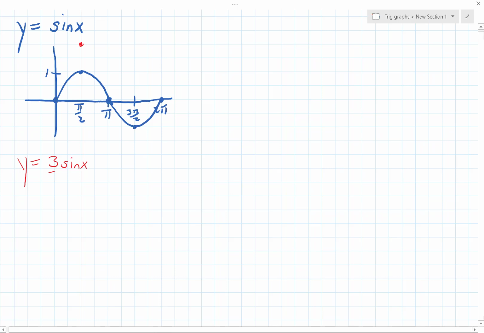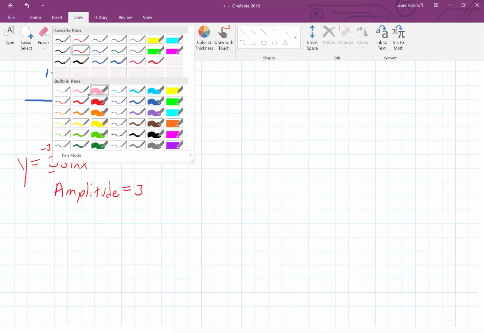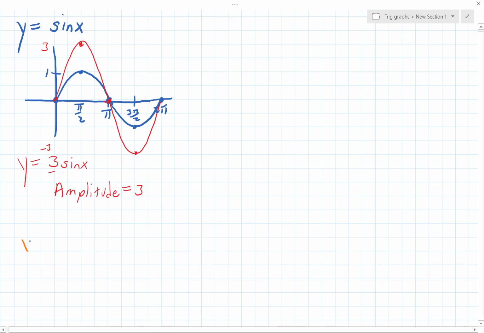So the ones that are at 0 are going to stay at 0, but 1 is going to become 3, and negative 1 is going to become negative 3, and so that idea that it gets stretched by 3 is nothing new, but we're going to call it the amplitude. So we have fancy names for everything. We have an amplitude of 3. And so that's that.